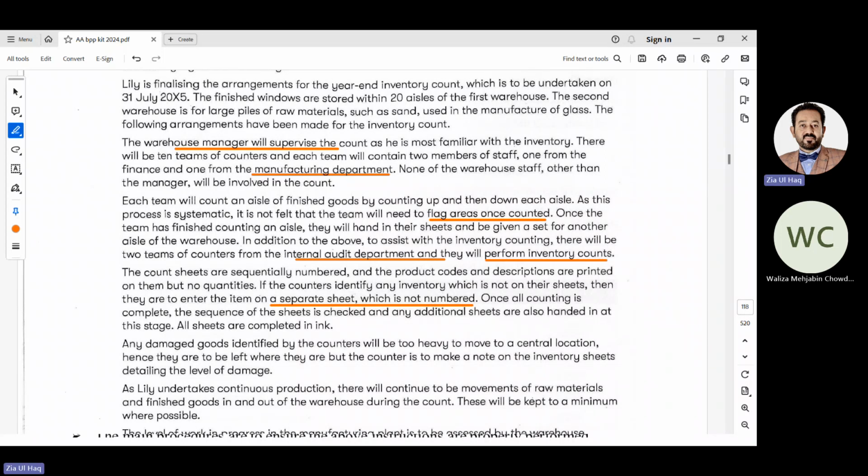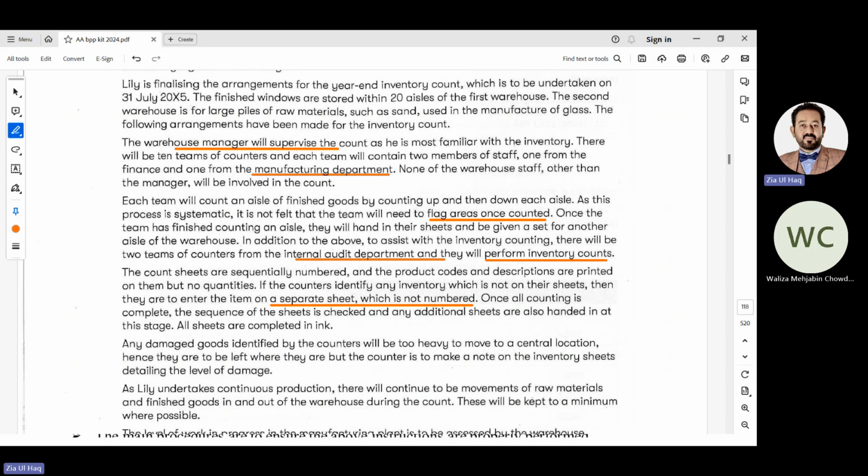If we have issued 10 sheets to staff for counting, there should be number 1 of 10, 2 of 10, 3 of 10, 4 of 10, so that after the count we can ensure all sheets have been returned. Because if any sheet is missing, this means a count is missing. So the extra sheets should be pre-numbered so that the controller, the supervisor, can ensure whether all sheets have been returned after the count or not.